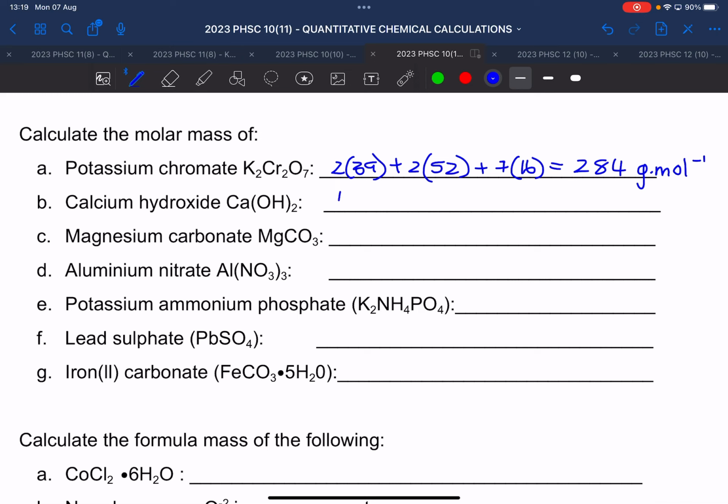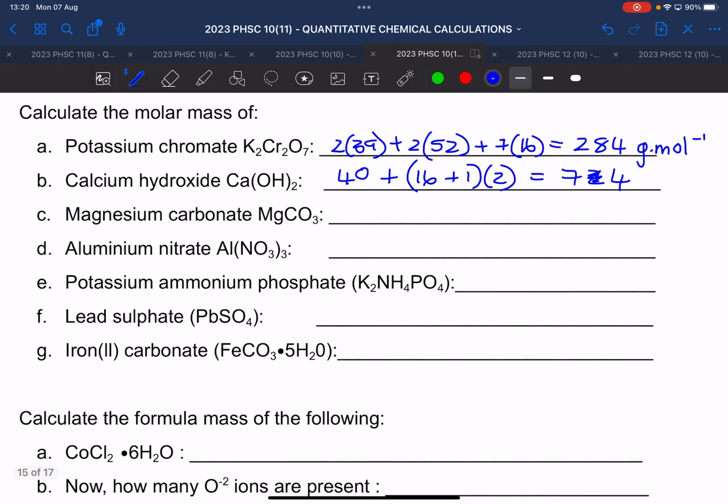Calcium is 14. Oxygen is 16. And the hydrogen is 1. 72. 72. 74. I just want to say that it is 74 again. How many oxygens do you see?